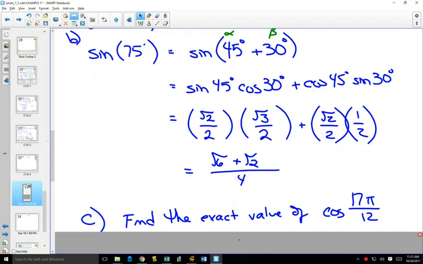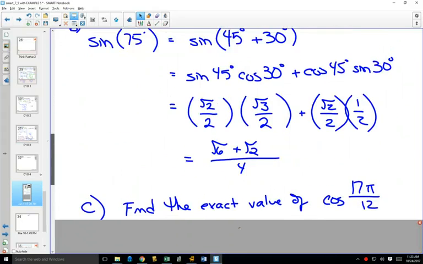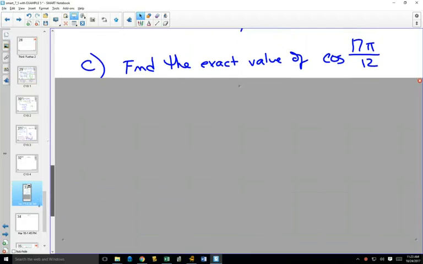So in our instructions earlier, it said you can use any pi over 3, pi over 4, and pi over 6 family member. And now you need them to add up to 17 pi over 12. So step 1, I want you to figure out what two things from your pie plate add up to 17 pi over 12. And we're going to make a list of them. Okay?